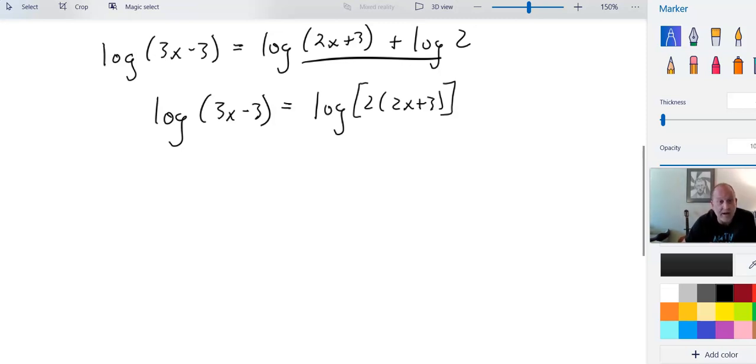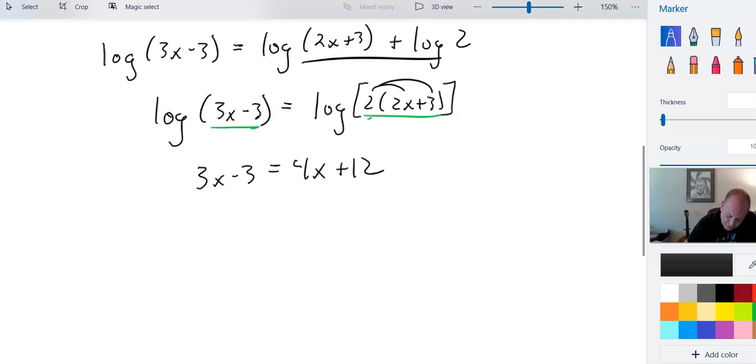Okay, well, note, first of all, that we have a common log on both sides here, but they are the same log. And so I have two logs equal to each other, which means that this argument has to be equal to this argument. So I'm going to do that. 3x minus 3 is equal to, and I'm going to go ahead and distribute at the same time, 4x plus 12. And so we just need to solve this now.